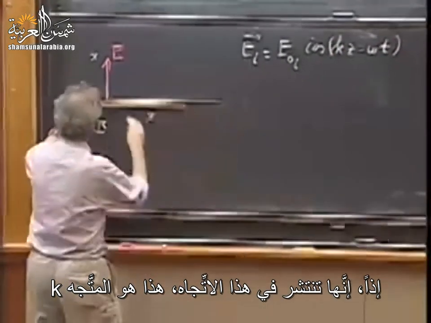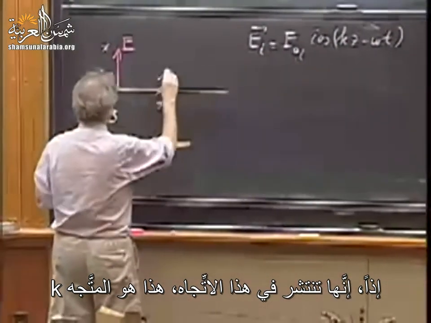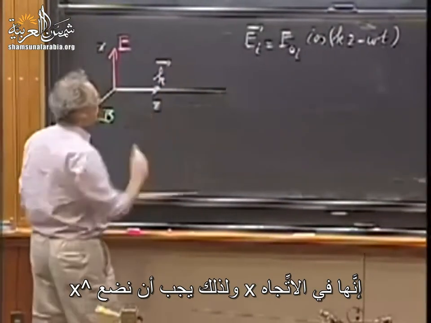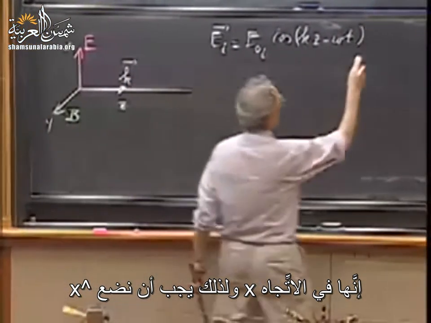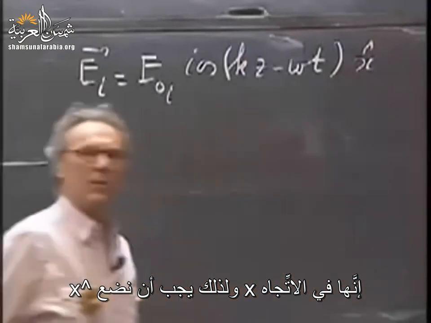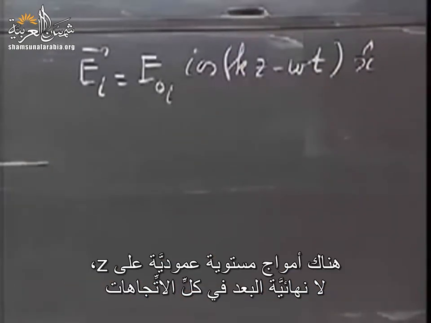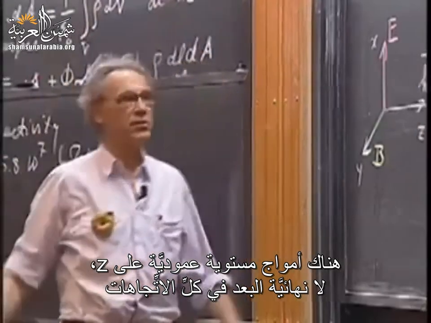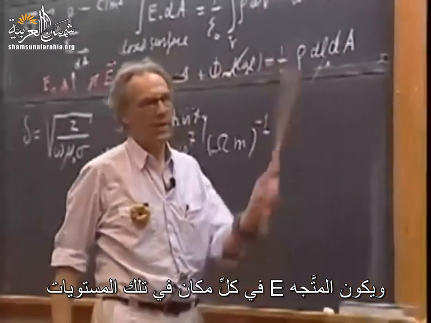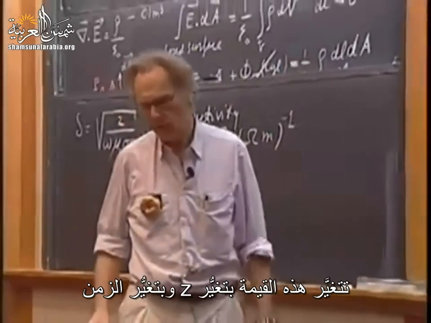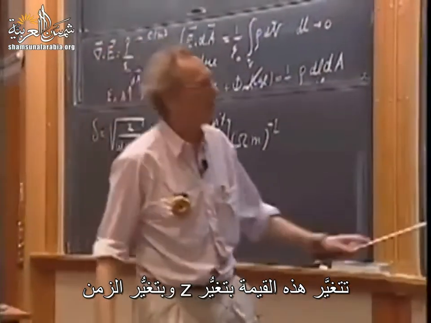So it's propagating in this direction. So this is the k vector. And that is the incident wave, and it's in the x direction. So there are plane waves perpendicular to z, infinite in all directions, and the E vector is then everywhere in those planes. This value changes with z, and it changes with time.